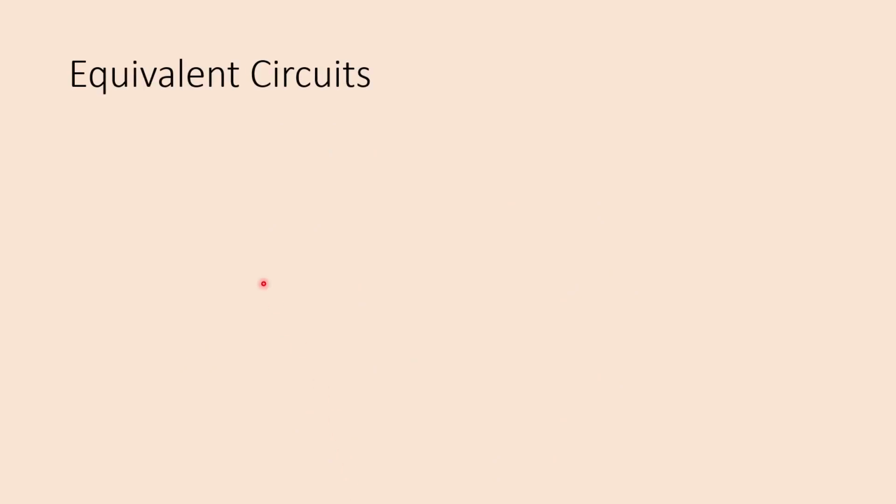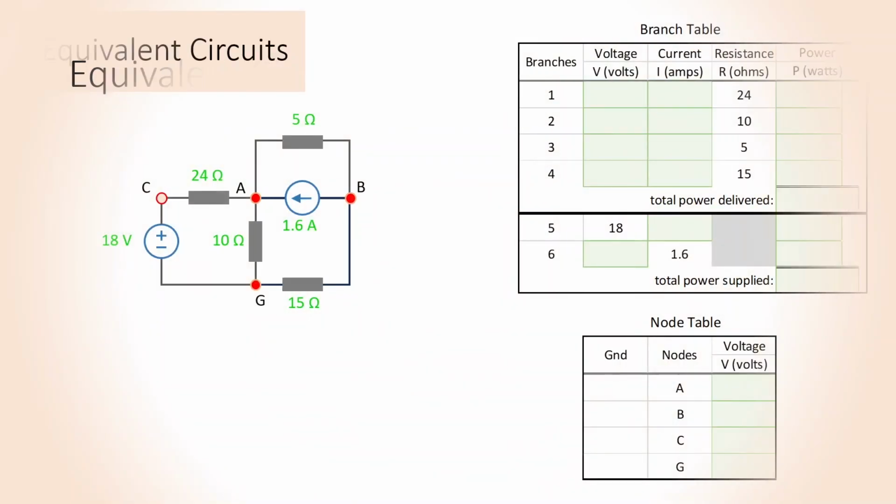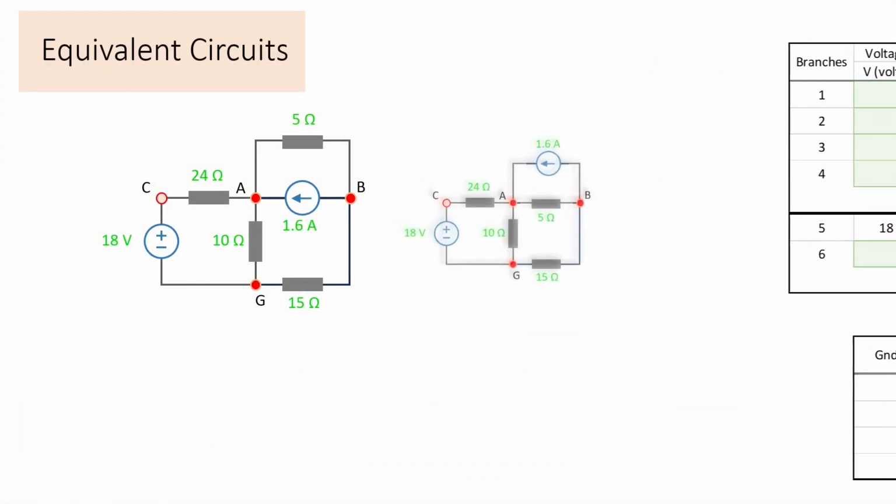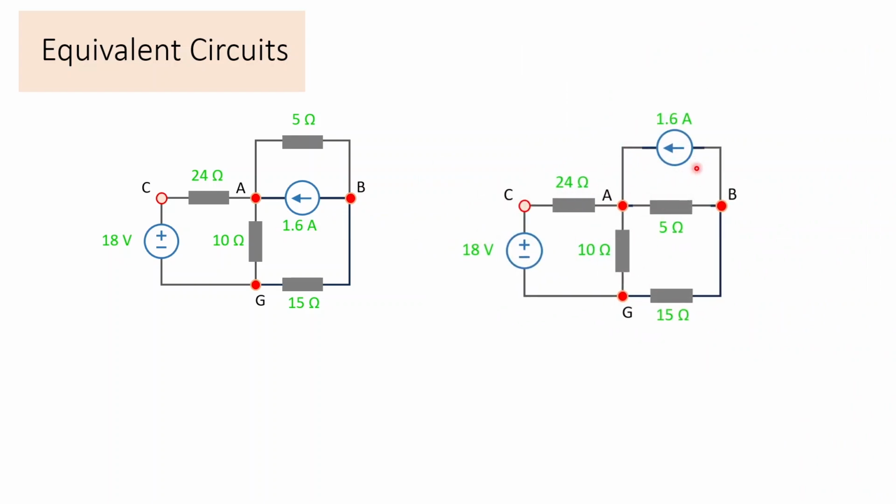Next, let's look at some equivalent circuits. Here's our original circuit and the solution tables. And I'm just making a copy of the circuit. I actually switched the 1.6 amps with the 5 ohms, but that doesn't matter because these 2 branches connect between junctions A and B.